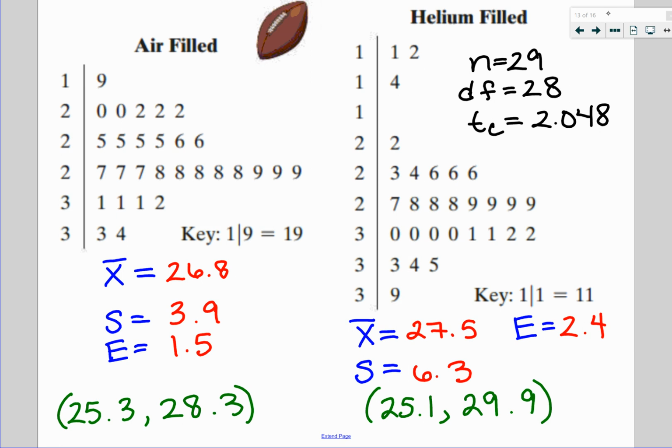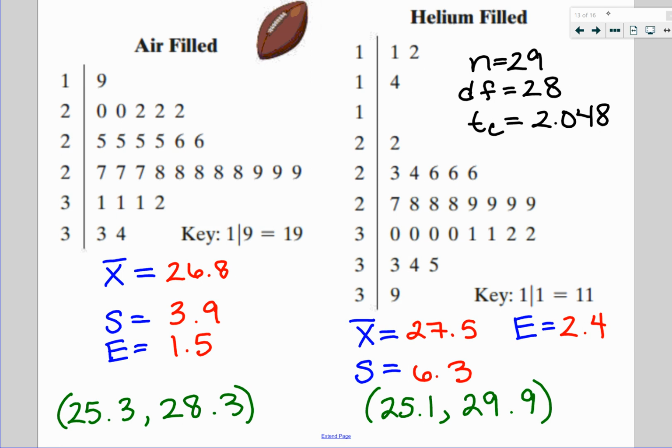Okay, so do you guys have that N is 29, so degrees of freedom is 28, and then the critical T value is 2.048 for both of these. It doesn't make a difference where your sample mean and sample standard deviation are. That's just the original set of information. Then the error for both should have been the next thing you calculated. The error for air is about 1.5 if I round to 1 decimal place, and the error for helium, I got 2.4.